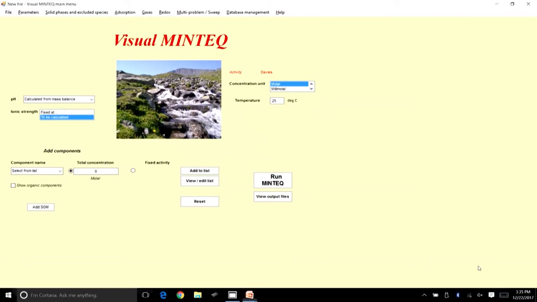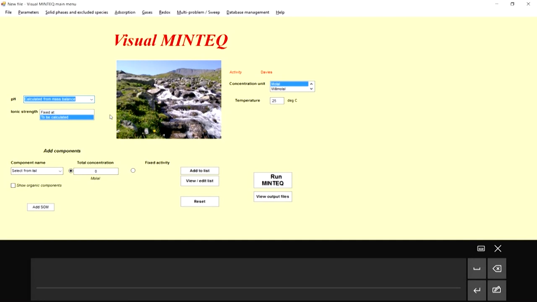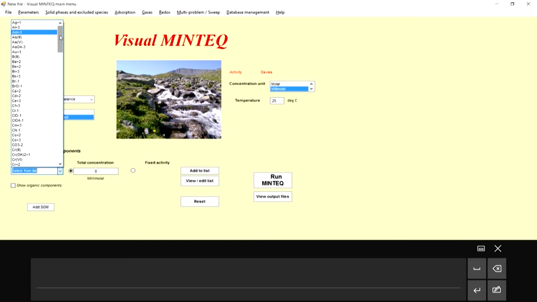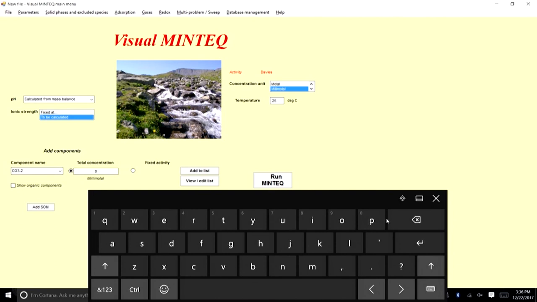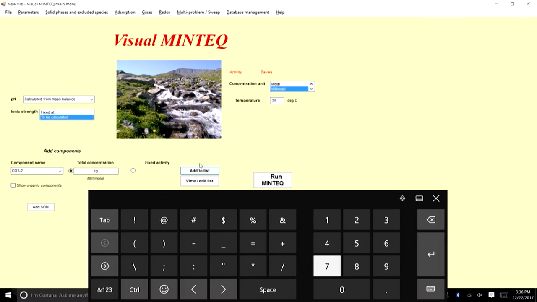So now let us plug this into VMINTEQ. And here we have pH to be calculated from mass balance, ionic strength to be calculated. So I will use the units as millimolar, and initially we have C here. So we are going to add CO3 2 minus, and we believe we had that to be 10 millimolar concentration, right. So I will have that at 10 and add that to the list, and next up should be H. And that we said was going to be equal to 5 millimolar, and we have sodium, and that we said was going to be equal to 15 millimolar, and that is going to be added to the list.